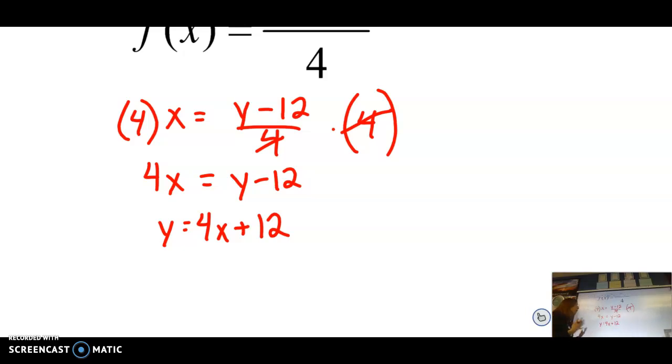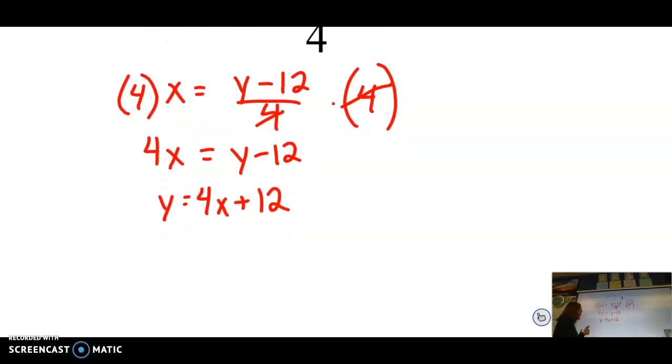Just note that the notation that we use for inverses, we talked about this earlier in the year, is f with a little -1 like that. That means the inverse of the function. So just a reminder that that would be a better notation than just simply saying y equals.